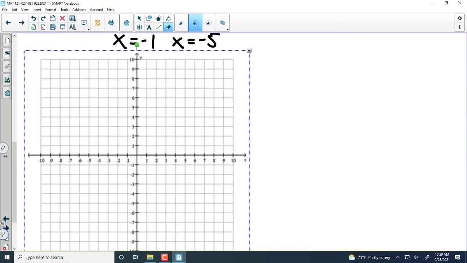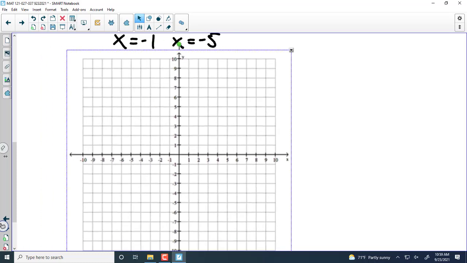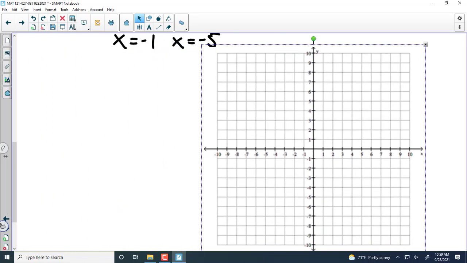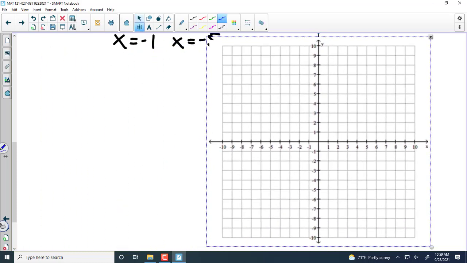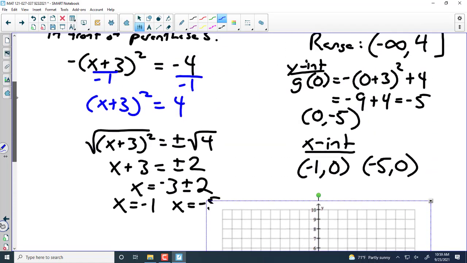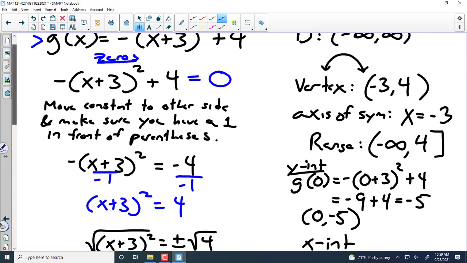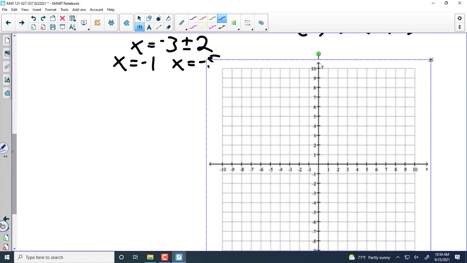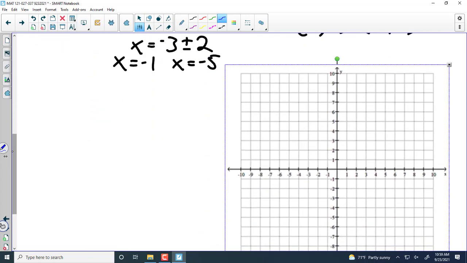Okay. What do we know? Do we know where our vertex is? Yeah, where's that vertex? Maybe you didn't write it down. Maybe you were just using my notes. Where's that vertex? Negative 3, 4. Okay. So negative 3, 4. We can put in our axis of symmetry now, once we get that vertex in there.